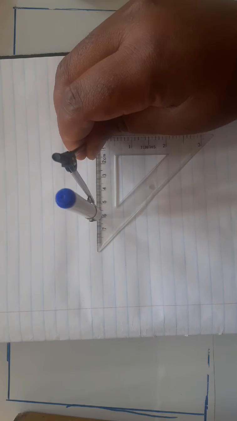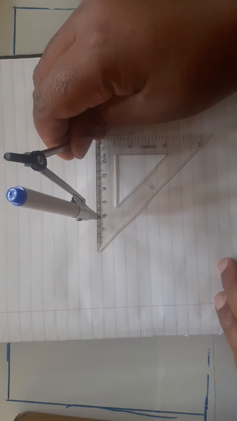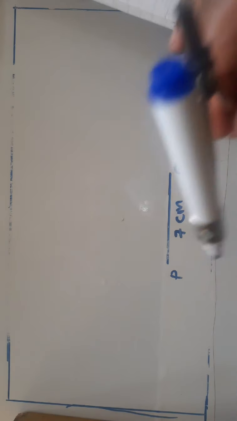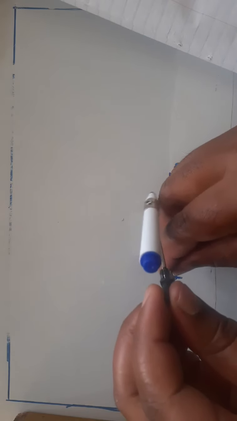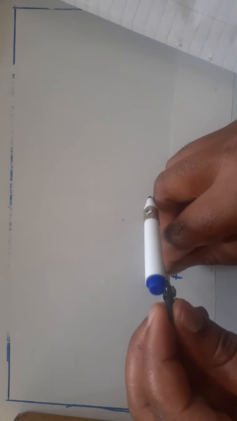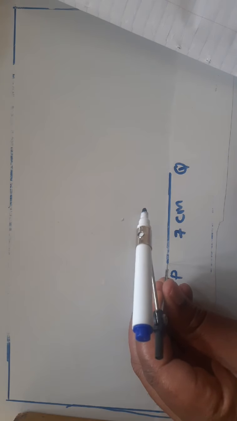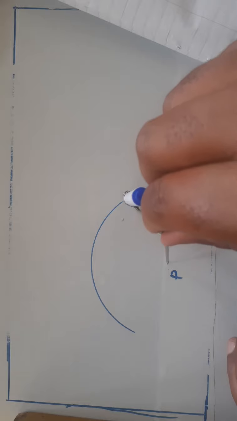I hope we are seeing that it is at 6. Then you get that. Don't tamper with the compass now. You're going to use P as your center. So you only hold the compass. Look at the way I'm holding it. You don't hold the pencil, you just hold the compass here. Then you do an arc, just an arc like that.